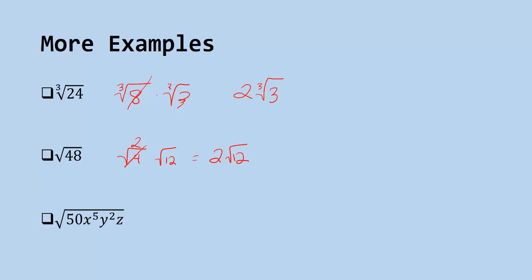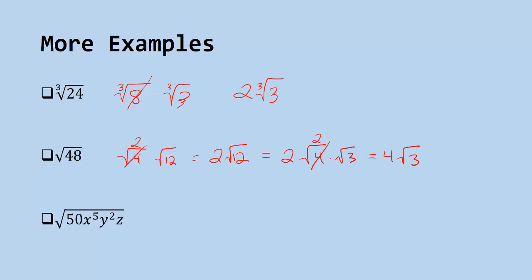So I can continue to simplify. Now I'm going to break up the 12 into the square root of 4 times the square root of 3. The square root of 4 is 2 again, and 2 times 2 is 4. So 4 square root 3 is simplified.